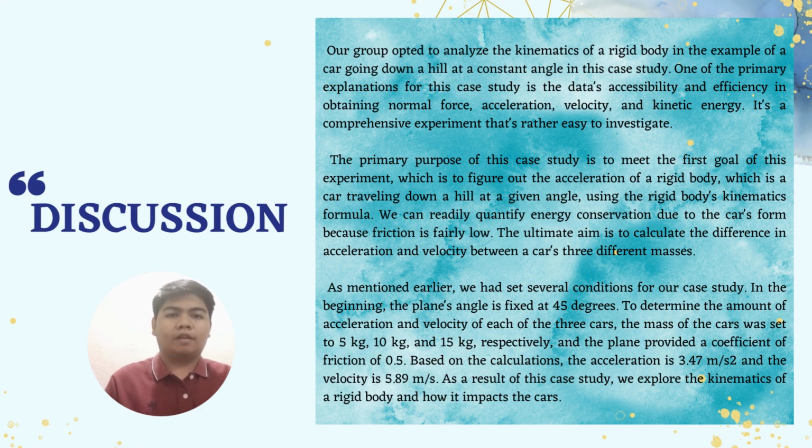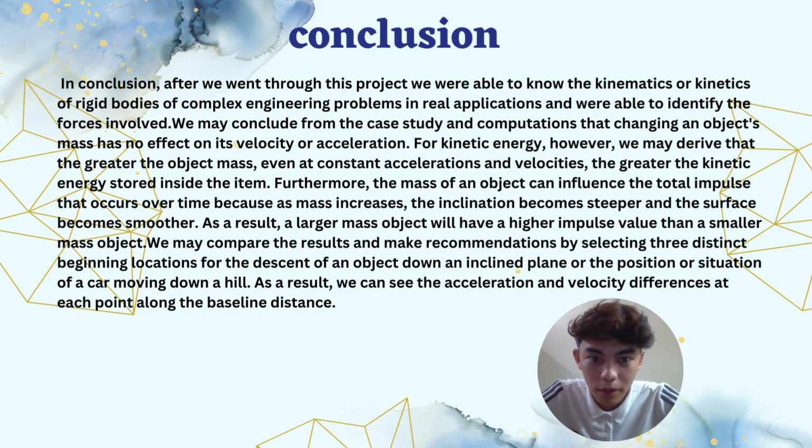As mentioned earlier, we set several conditions for our case study. In the beginning, the plane's angle is fixed at 45 degrees. To determine the acceleration and velocity of each of the three cars, the mass of the cars was set to 5 kg, 10 kg, and 15 kg respectively, and the plane provided a coefficient of friction of 0.5. Based on the calculation, the acceleration is 3.47 meters per second squared and the velocity is 5.89 meters per second. As a result of this case study, we explore the kinematics of a rigid body and how it impacts the cars.